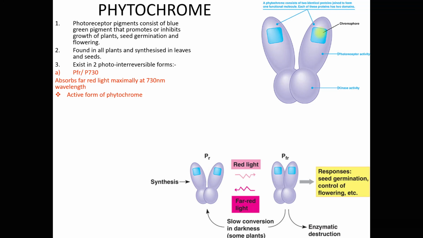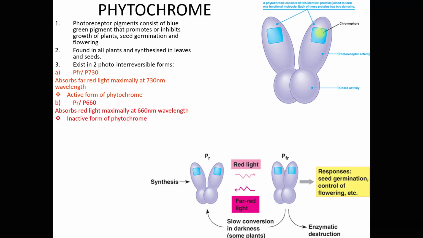It does not absorb red light. It absorbs far red light, and this far red light has a wavelength of 730 nanometer. So this PFR absorbs far red light maximally at 730 nanometer wavelength. And this PFR is the active form of phytochrome.